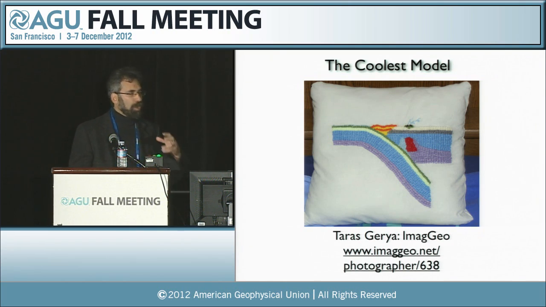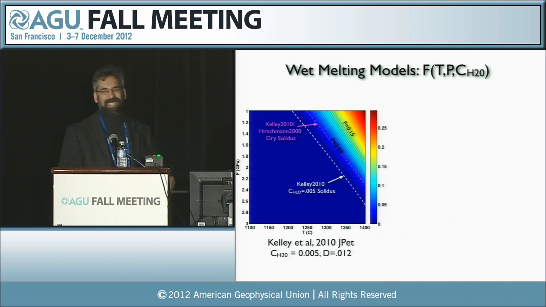Well, one of the things, these are all solid-state thermal models. They don't have melting. They don't have transport. They don't have water. So, you know, maybe having water and flux melting is going to help us. But that's not entirely clear either. It depends a lot on what parameterization you use for wet melting.